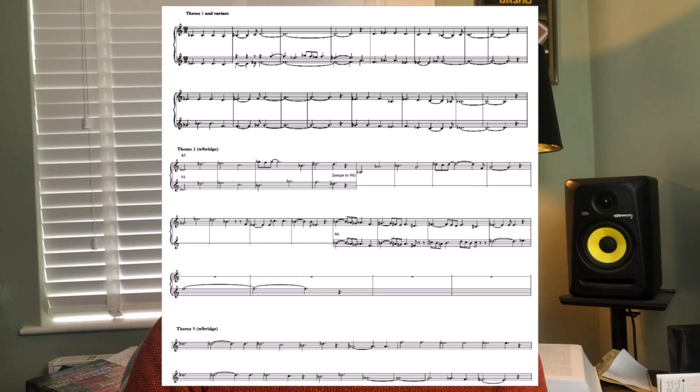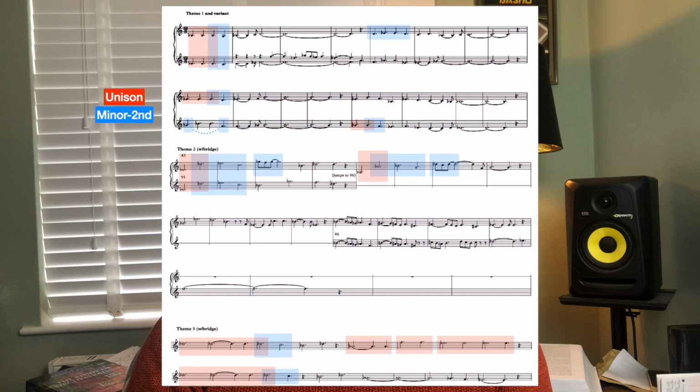For example, in the extracts on screen, I've highlighted the persistent use of certain intervals. The consistent use of intervals is important as it imbues each of the themes with similar characteristics. Furthermore, some of these intervals relate, as we'll see, to other structures within the work. My first set of annotations highlights the use of the unison and minor second intervals within each of the themes.